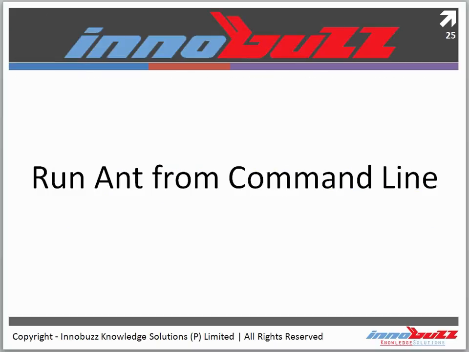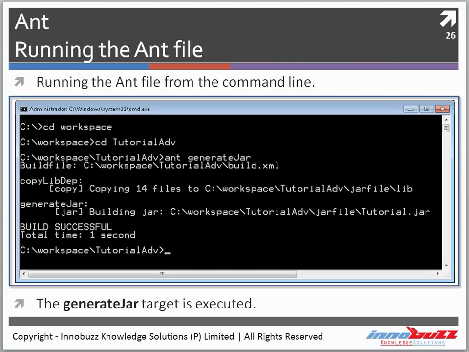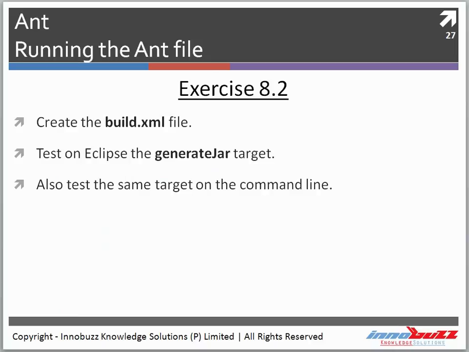Run Ant from command line. To run an Ant script from the command line, you have to first go to the directory in which the build XML file is. As you can see on the example, once on the folder, you just have to execute the ant command followed by the target you want to execute. If you name your Ant script as build.xml, the ant command will try to execute this file by default. Please continue with the exercise.